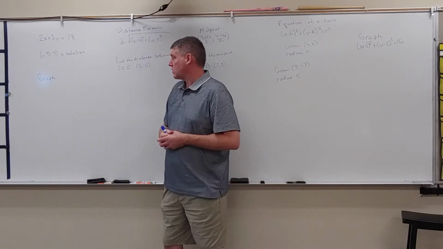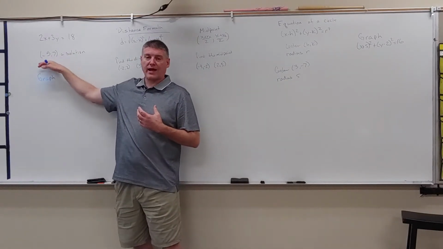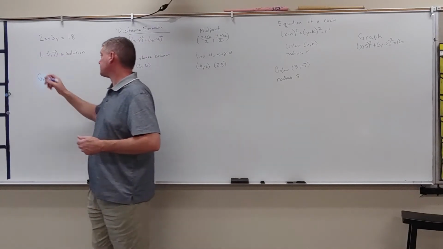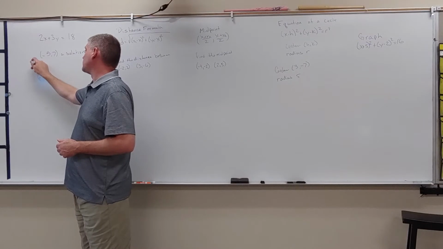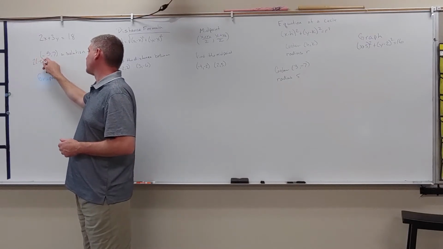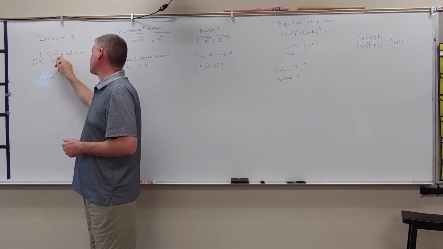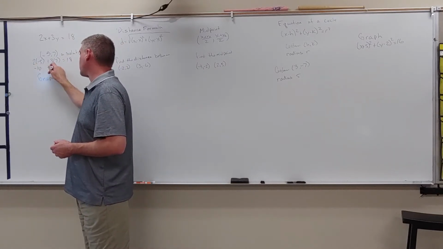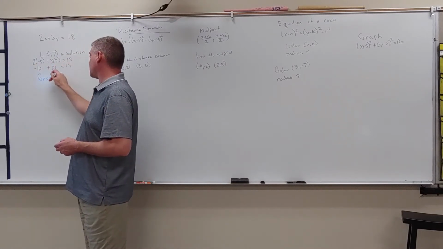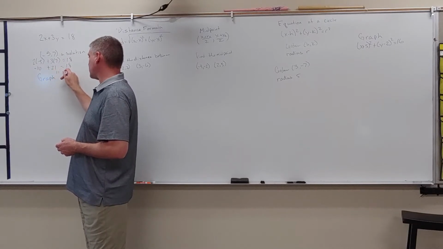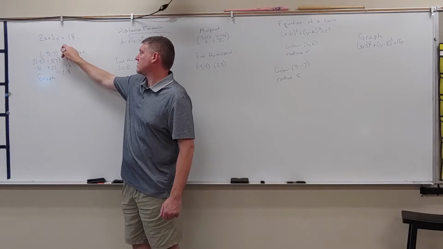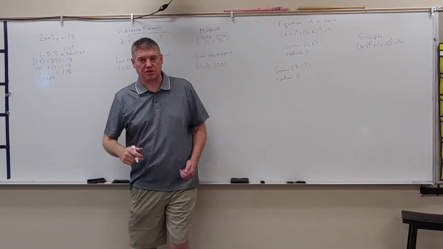The way we're going to do this is we're going to take this coordinate and plug it in. 2 times -5 plus 3 times 7 equals 18. -10 plus 21 equals 18, or 11 equals 18. That's not a true statement, so this is not a solution.